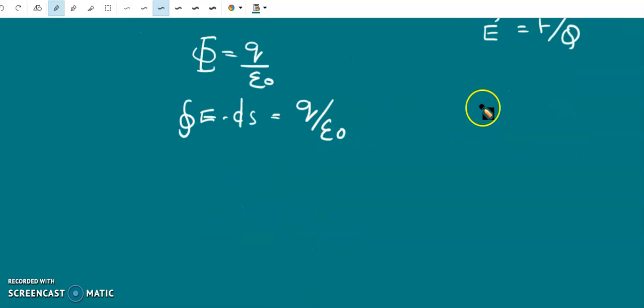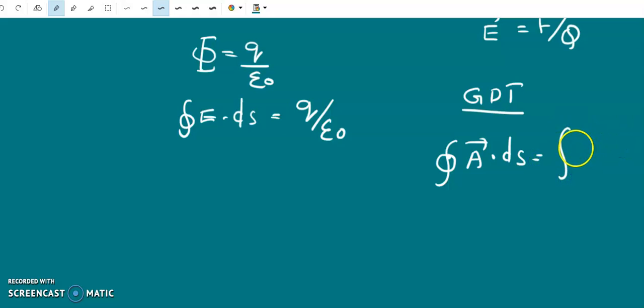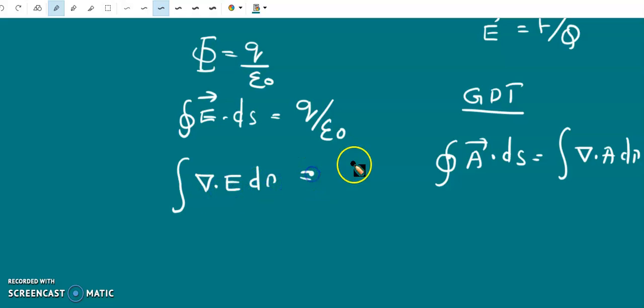So we can apply the Gauss's divergence theorem over here. So the Gauss's divergence theorem is given by the closed surface integral of a vector function A is equal to the volume integral of the divergence of that vector function. So here we have E dot ds, and according to Gauss's divergence theorem, so instead of A, here we have E. So the vector function here is E. So this is equal to the volume integral of the divergence of E. So this is equal to Q divided by epsilon 0.